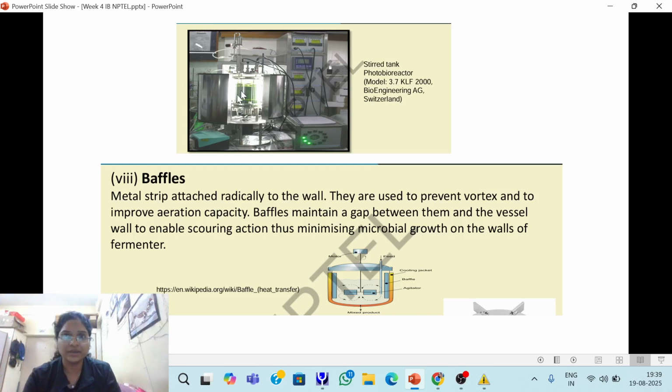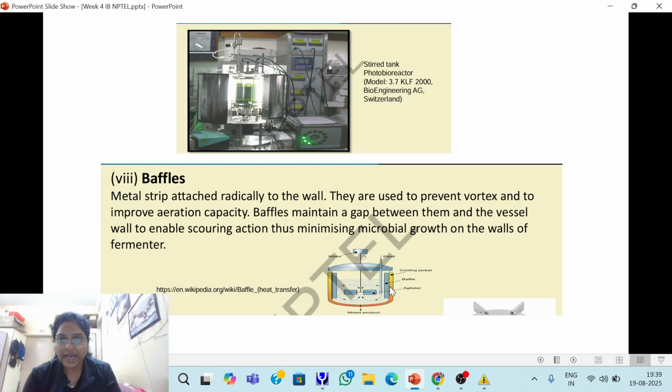Here you can see what a stirred tank bioreactor looks like, and in this are baffles. This is the baffle, which prevents vortexing. They are metal strips attached radially to the wall. They are used to prevent vortex and to improve aeration capacity. So they help in improving the aeration capacity.